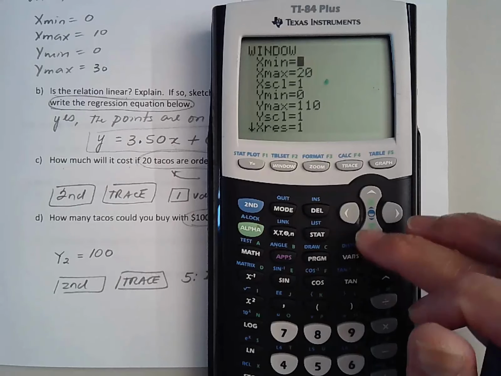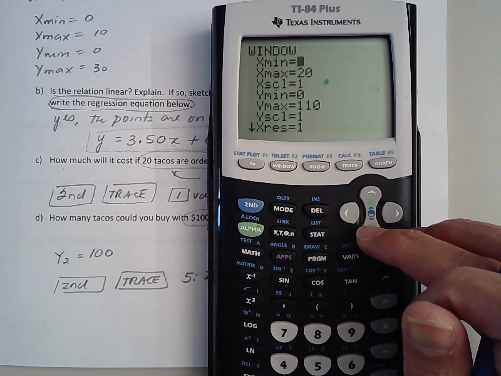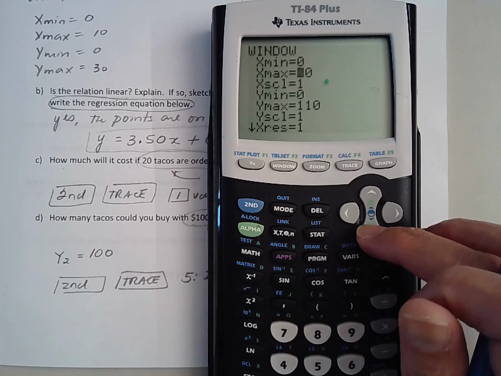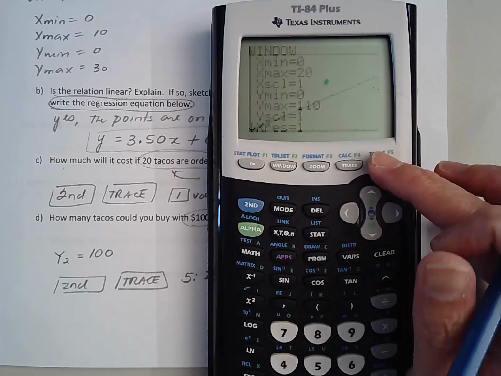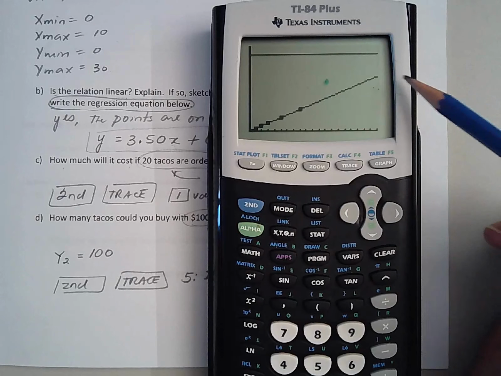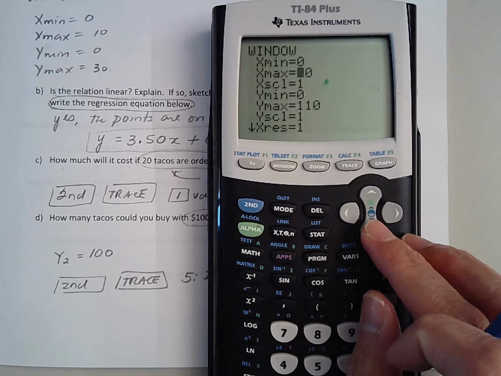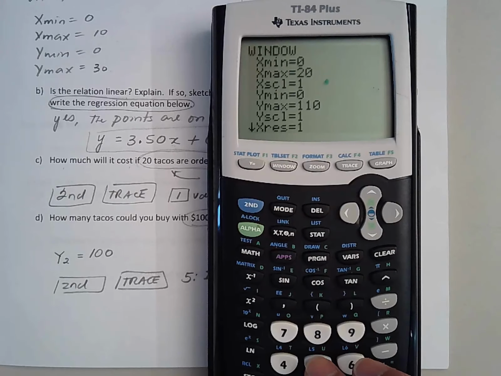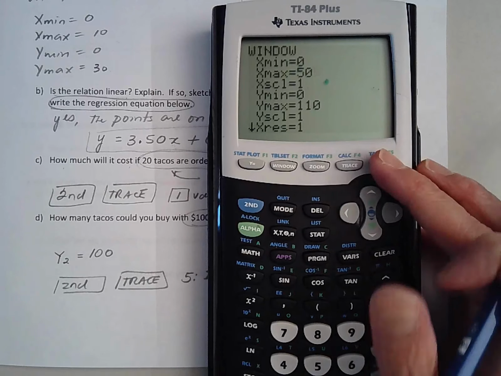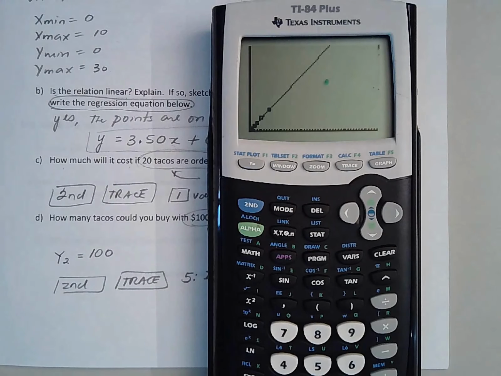Okay, so now this is what it looks like. We want them to intersect. So we're gonna change X max. Okay, let's see. What should we change X max to? 50? 40? Okay, let's go 50. Oh, now we see the point of intersection. Now we're ready to do the intersection.